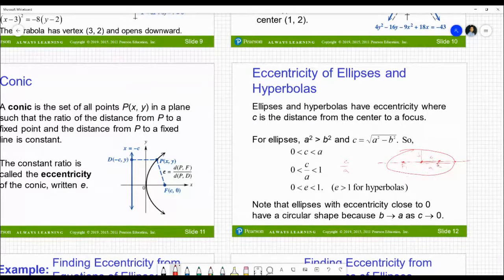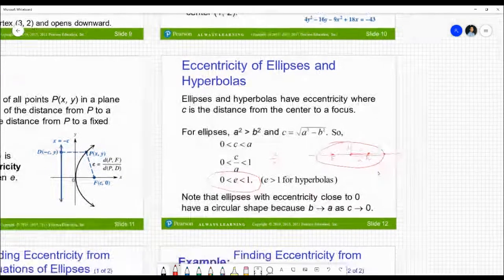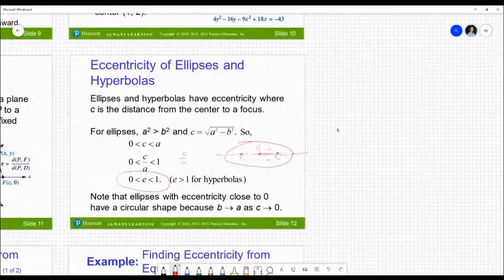So you can see here my C value is smaller than A, right? Because my C value is only from the center to the foci. So you can definitely see here that E is going to be between 0 and 1. Now, as that eccentricity moved closer and closer, so basically what happens when I increase the value of C.